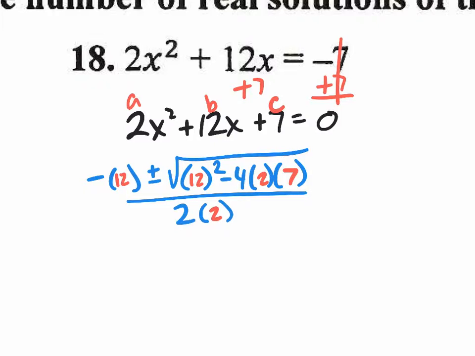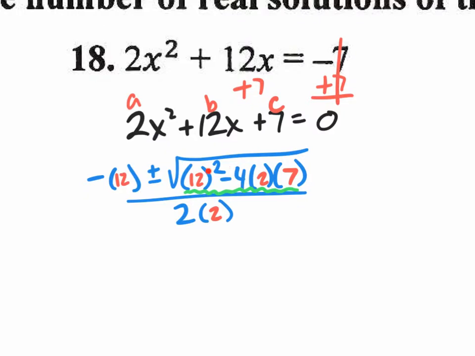But the instructions don't say solve it. It says find the discriminant, which is the inside value right here, and determine based on it if you have one answer, two answers, or no answers. When do we have no answers? When this whole thing is negative, because you can't do the square root of a negative. When do we have one answer? When this whole thing is 0, because when you add 0 or subtract 0, it's still going to be negative 12, so you only get one answer.